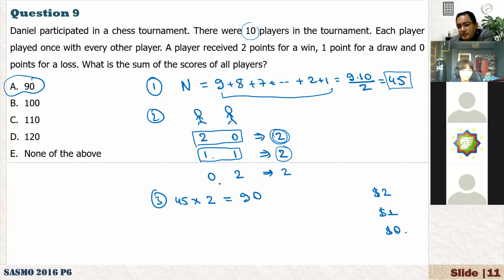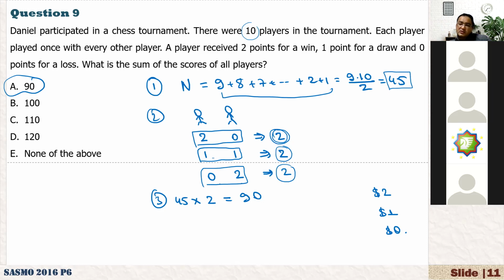How about the first person loses and the second person wins? Still, actually, it's 0 plus 2, right? The resulting score is 2. That means that whoever loses or wins, it doesn't matter. The sum of the points or prize money they get does not change. That is just 2, right?